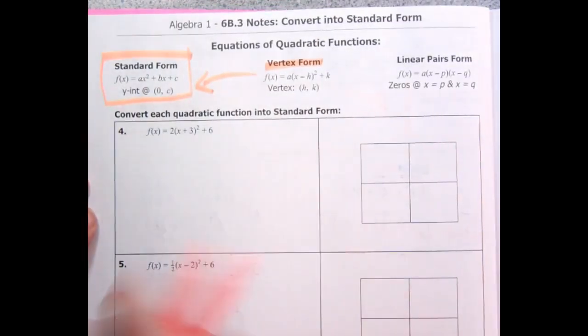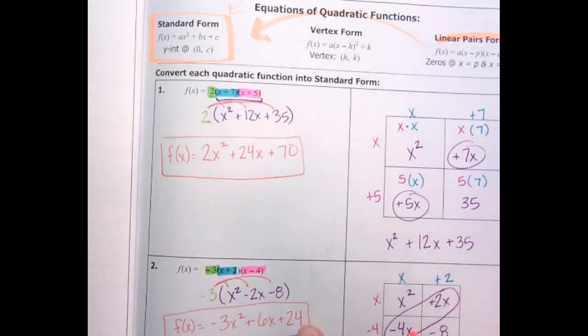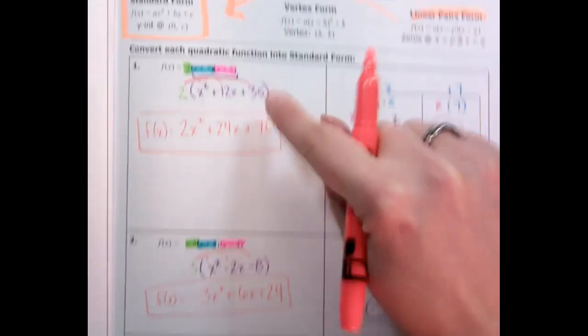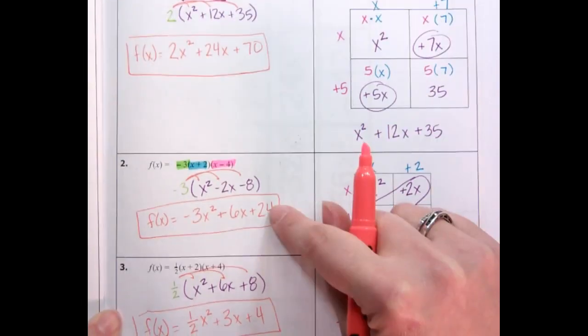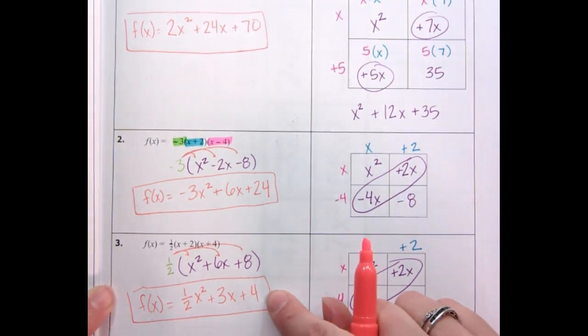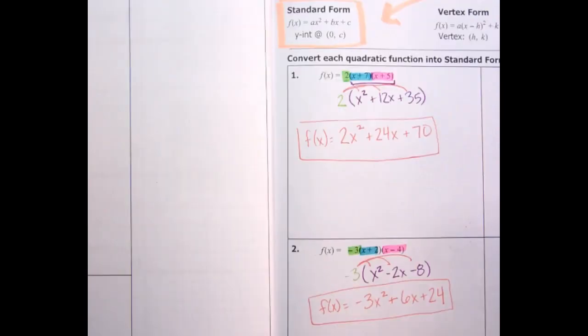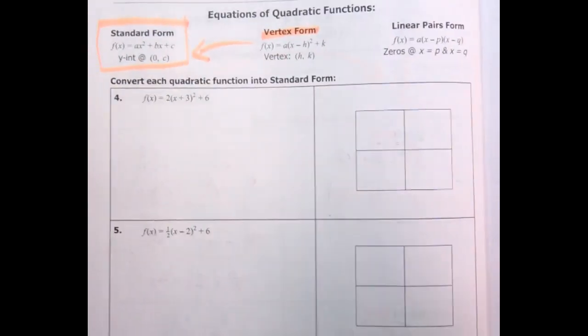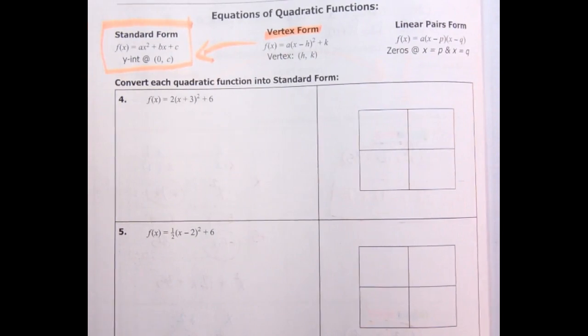So one of the reasons we really like standard form is because whatever's out here at the end, the 24, the 4, is your y-intercept. So sometimes that's really easy to see on the graph. So we like standard form for that reason. We're going to do a little more with that next unit. So, same idea.